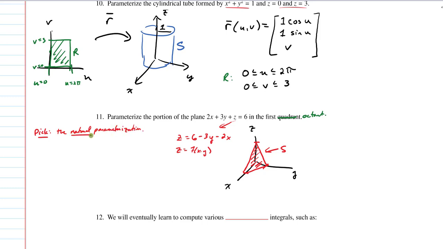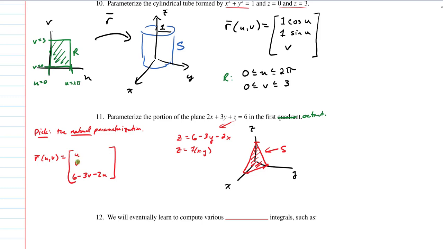And this word natural, it's my own word. It's maybe not the best word for it, but I can't think of anything else. Normally, if you wanted to parameterize this surface, you would let R be a mapping from UV space. So let's write it this way. R of UV is equal to, and then you would let U be X, and then you would let V be Y, and then you would let Z be 6 minus 3V minus 2U.